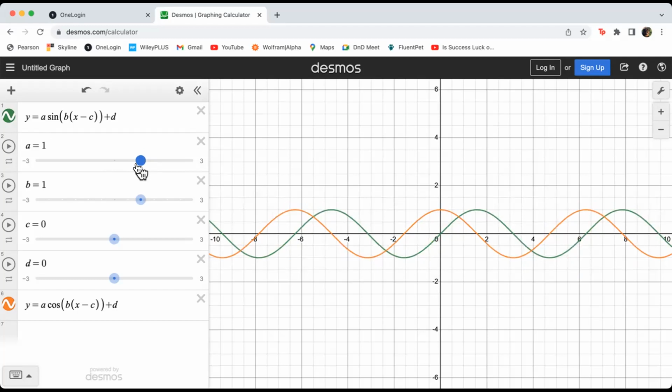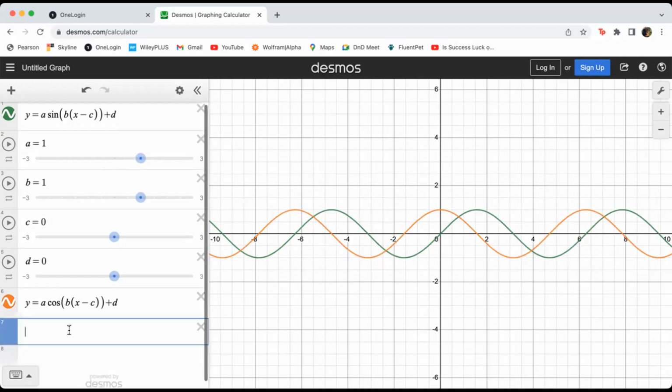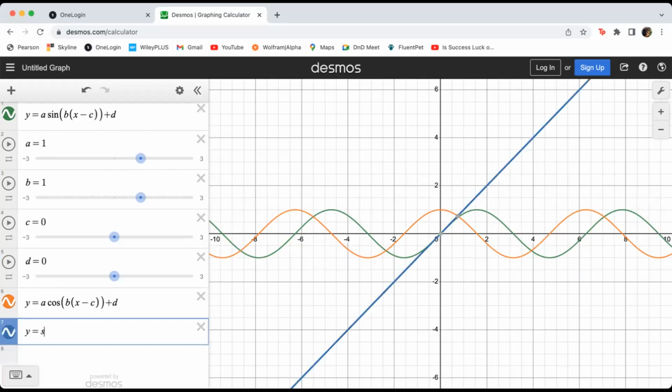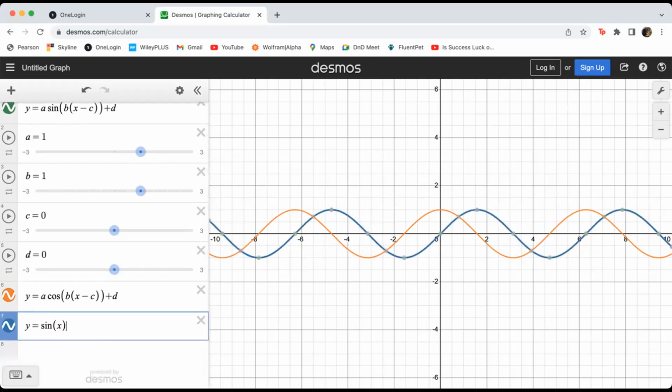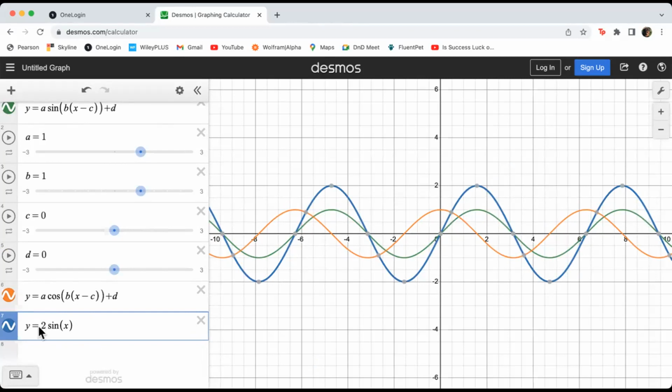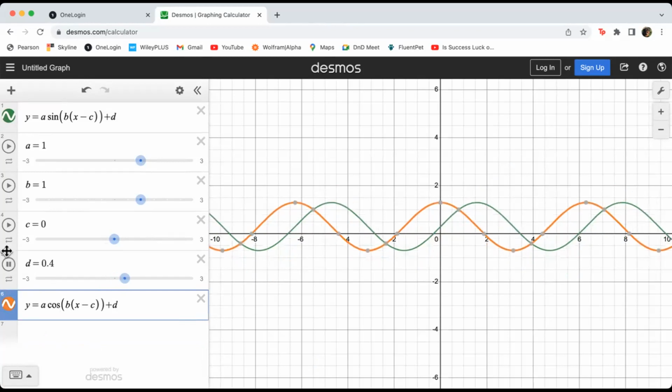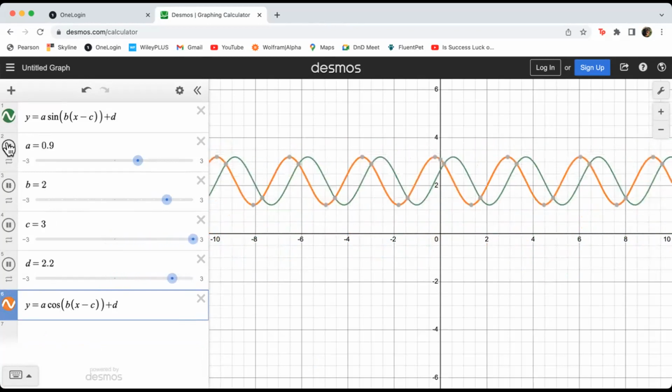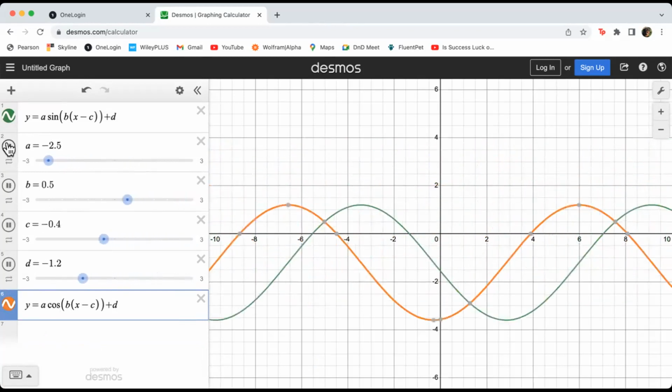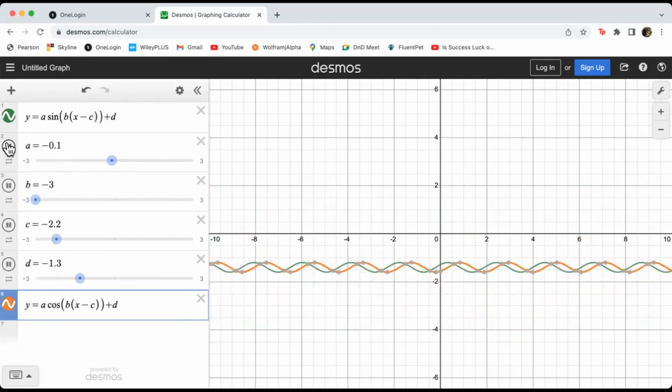Or you can just try typing in different functions. So I could say y is equal to, let's say I wanted to just take the sine x, and I just want to see what happens if I change this to a 2. So you can either just go in and manually change things, or you could set up a big fancy calculator with sliders. And then you could just set all the sliders in motion.